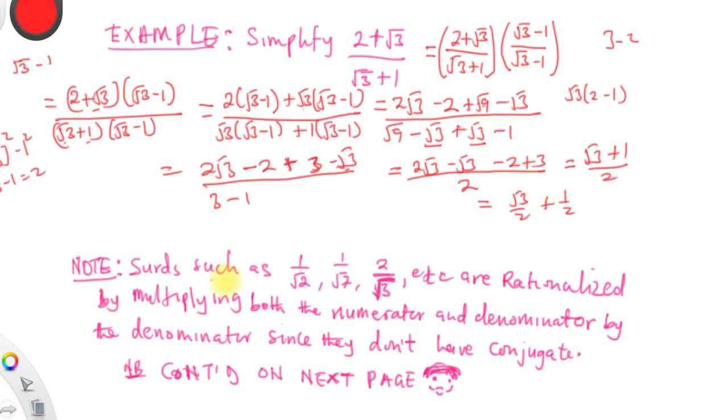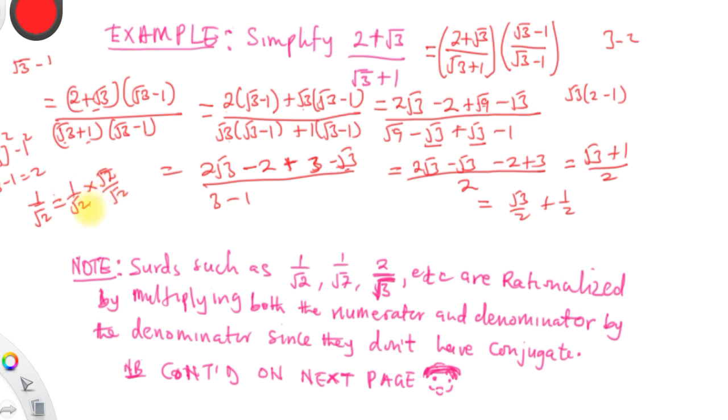So if you are talking about conjugate, how about if you have surds such as a fraction with the square root of 2 as denominator? What is the conjugate of surds like this? They don't have a conjugate. The conjugate is the same thing. So if you want to rationalize, you have to multiply the numerator and the denominator by the same denominator. That is multiply by square root of 2.